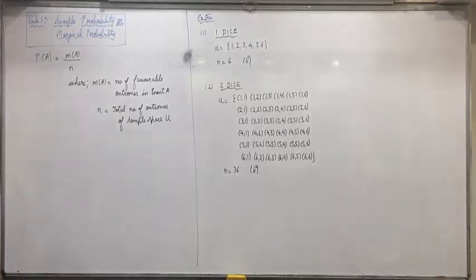You will not have 3 dice questions. There are 216 outcomes possible, 6 raised to 3. So 6 into 6, 36 into 6, 216 outcomes are possible.